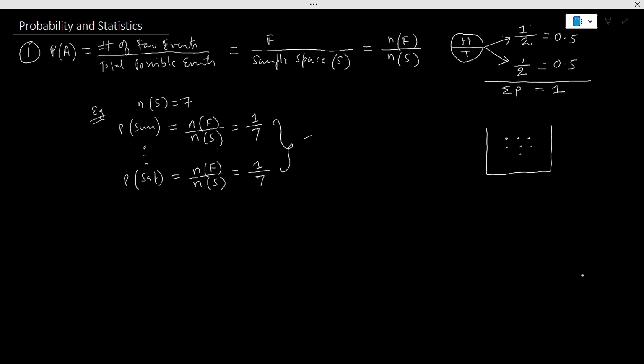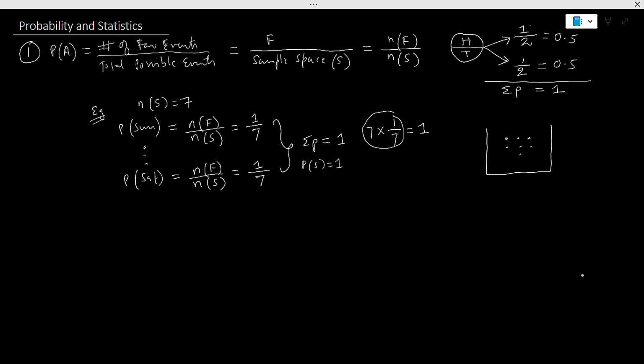Similarly, if we add the probability of all the possible outcomes or events in a sample space, that should be equal to 1. For this particular case, the events are equally likely, so the probability of each event is equal to 1 by 7, and there are 7 such events. If you operate this properly, the sum of the probabilities of the events within a sample space should be equal to 1.